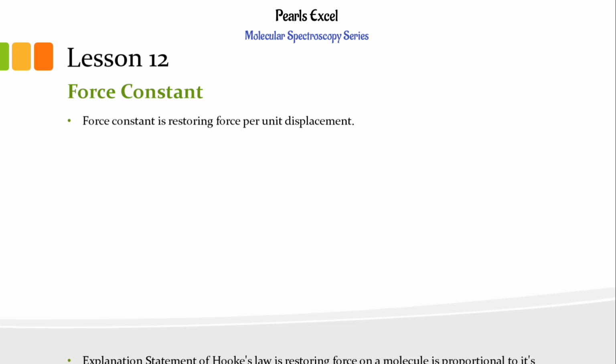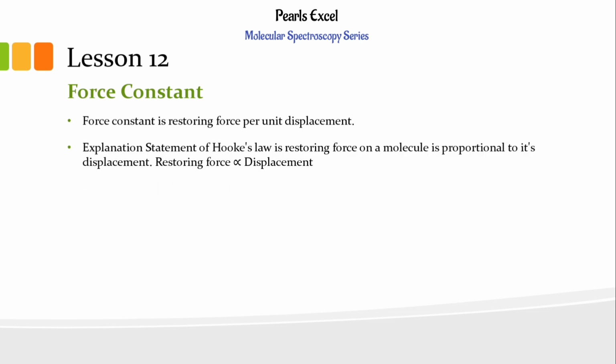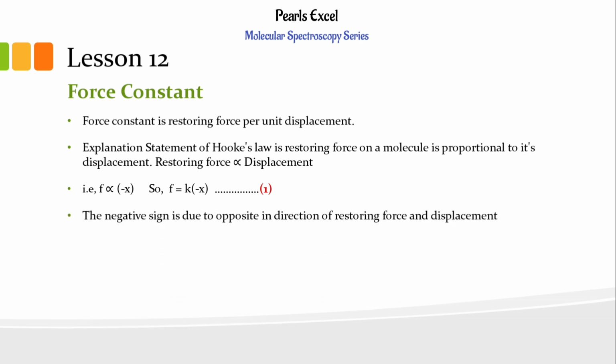The explanation for it is Hooke's law: the restoring force on a molecule is proportional to its displacement. So, restoring force is directly proportional to displacement. That is, F is directly proportional to minus x. So, F is equal to minus Kx. Assign this as equation number 1. The negative sign is due to the restoring force and displacement being opposite in direction, where F is the restoring force, x is the displacement and K is the force constant.